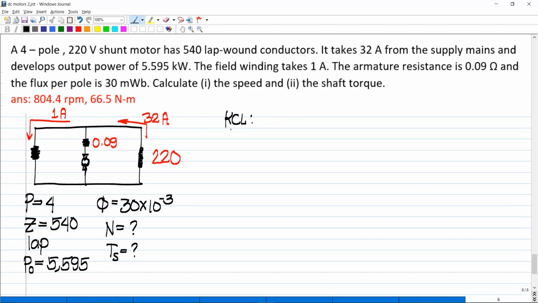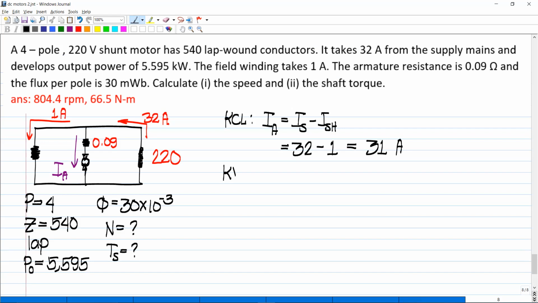Since our currents are complete, the three currents, the source current, the armature current, and the shunt current in our diagram, this is the armature current. Let us proceed to KCL. When it comes to a motor, IA is equal to the source current minus the shunt current. The source current is 32, the shunt current is 1, so we have the armature current as 31 amperes.